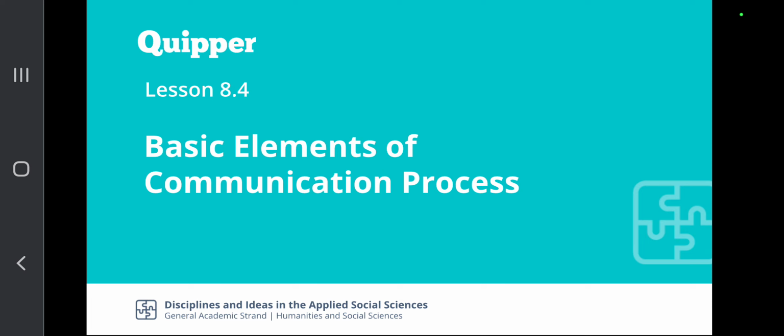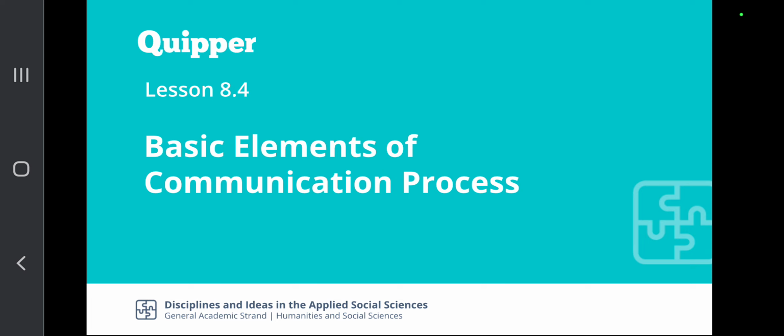in general. Kumbaga, ato karong isa-isahon, how we are going to identify what these basic elements are and how we should be able to use these basic elements in the communication process to make it effective and to make it comprehensive as much as possible.